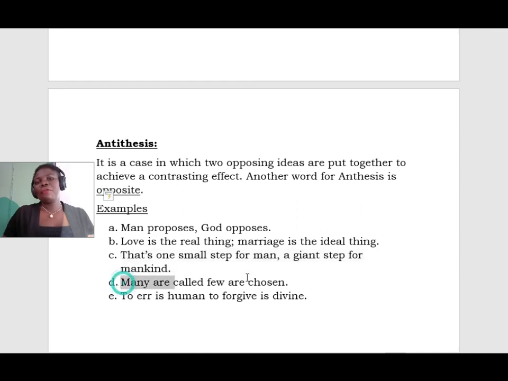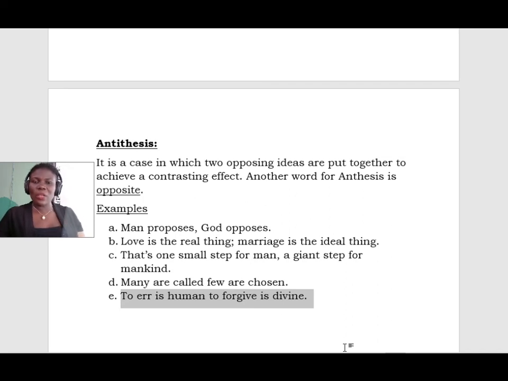Many are called, few are chosen. Then, to err is human, to forgive is divine. Well, this is one of the statements that was made in a story told by William Shakespeare. I may not be able to remember the particular title right now, but it's one of the lines in Shakespeare's story. I think either the Merchant of Venice or something. So you can also look that up in case I'm wrong, so I don't give you the wrong information. But understand that these are simple statements that have been collated over time from different sources.